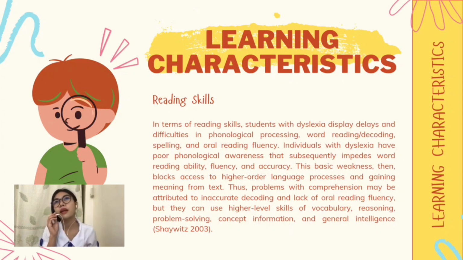So these basic weaknesses then block access to higher order language processes and gaining meaning from text. Thus, tungod ani nga mga weaknesses, problems with comprehension may be attributed to inaccurate decoding and lack of oral reading fluency, but they can use higher level skills of vocabulary, reasoning, problem solving, concept information, and general intelligence, according to Shaywitz in 2003. So, just like the movie Every Child is Special, no?